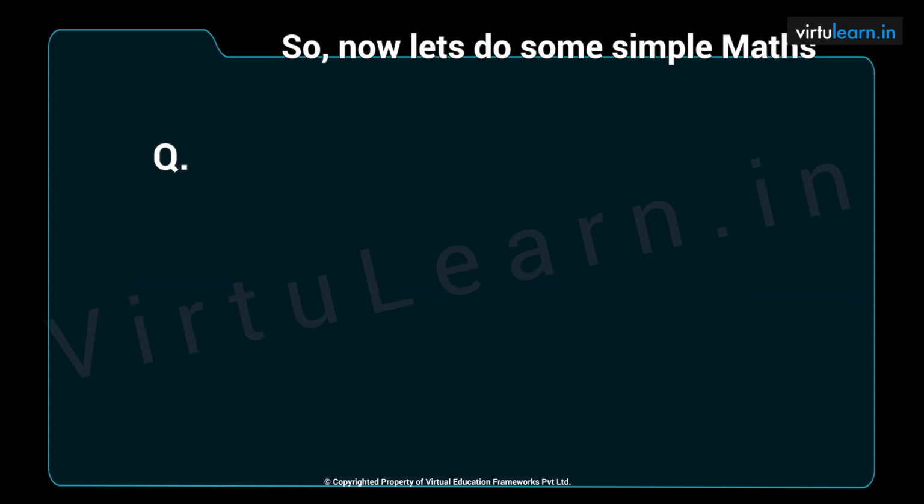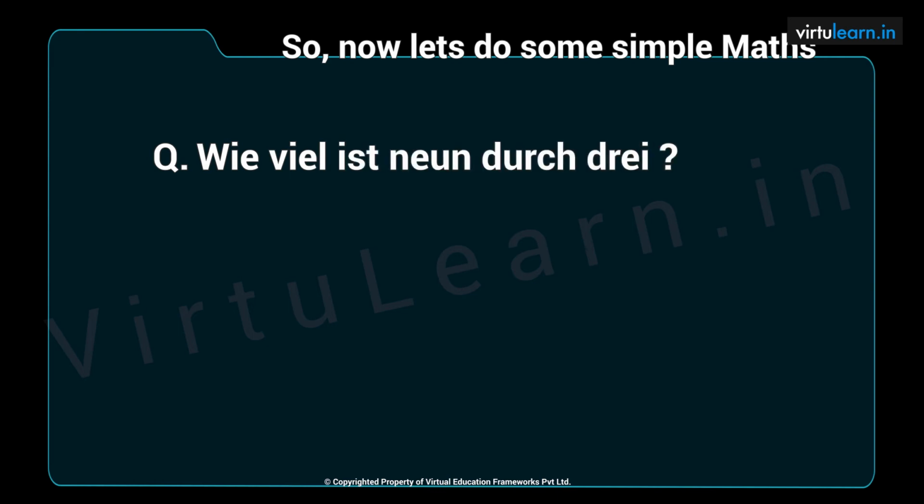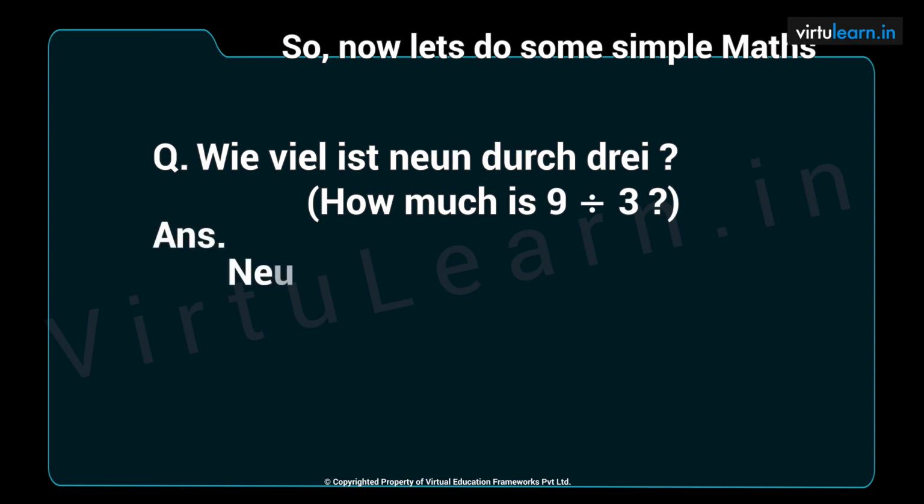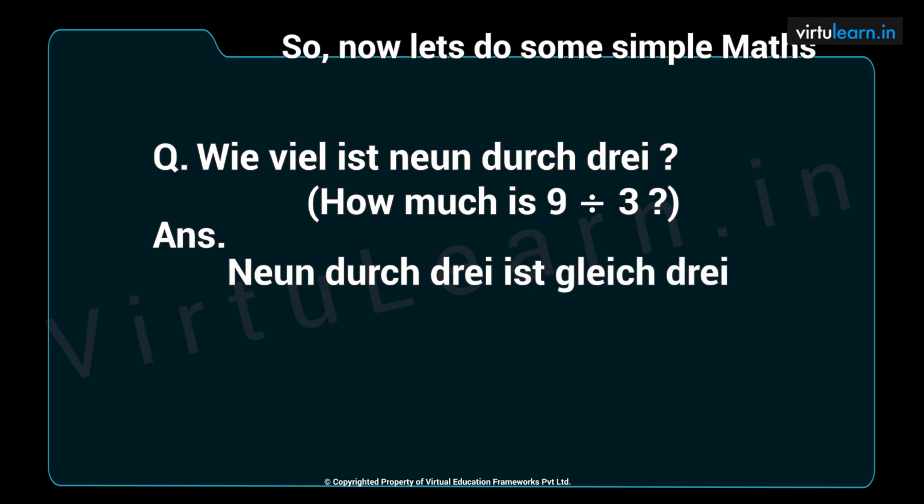Next question. Wie viel ist 9 durch 3? How much is 9 divided by 3? 9 durch 3 ist gleich 3.